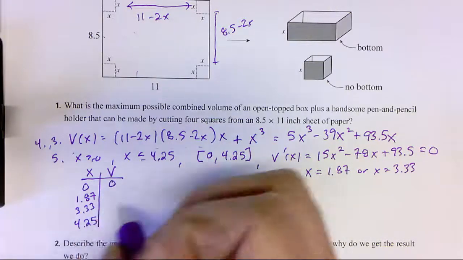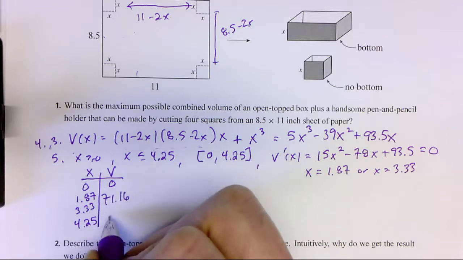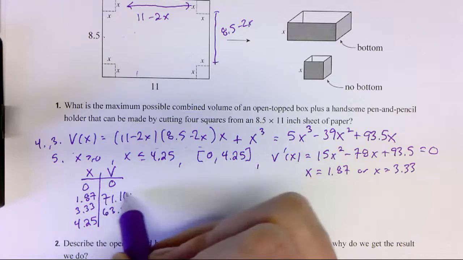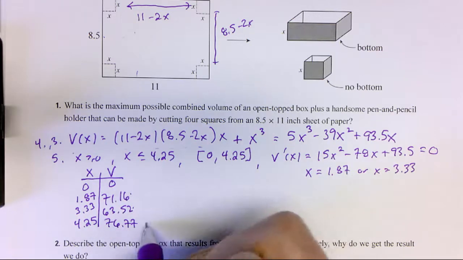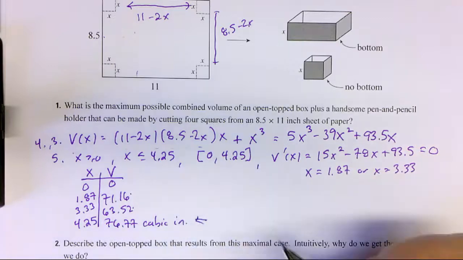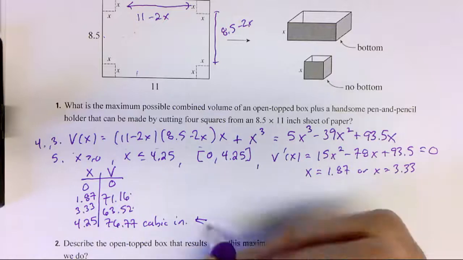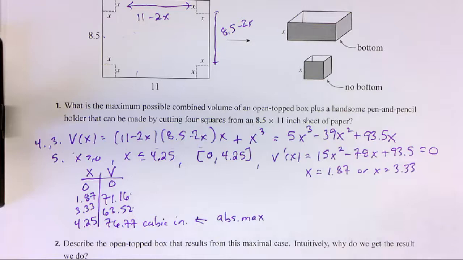You'll find that you get 0, 71.16, 63.52, and of these two values, this is clearly the larger, but when I check this last value, I get 76.77, and that would be cubic inches. Because the absolute maximum has to occur at an endpoint or a critical number, I found the absolute maximum. Weirdly enough, it happens when x is equal to 4.25.